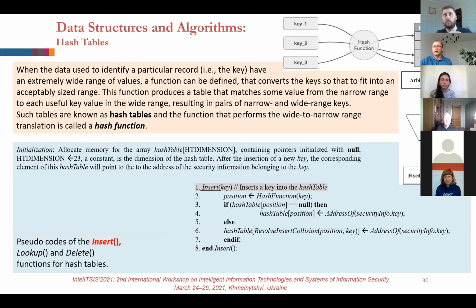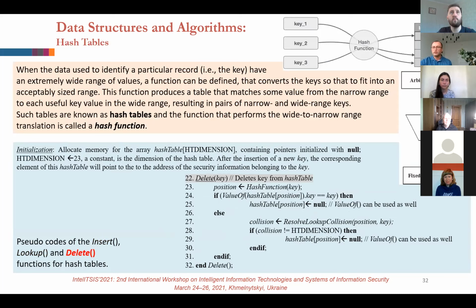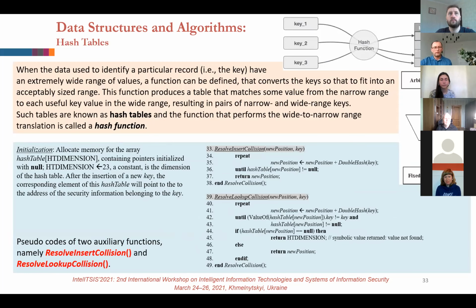Beneath there are pseudocodes for insert, lookup, and delete functions for hash tables, and also pseudocodes for two auxiliary functions, namely resolve insert collision and resolve lookup collision. Such collisions may happen as identical short hashes may sometimes be obtained from different long keys.